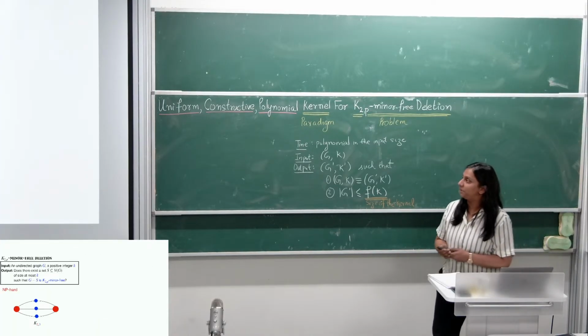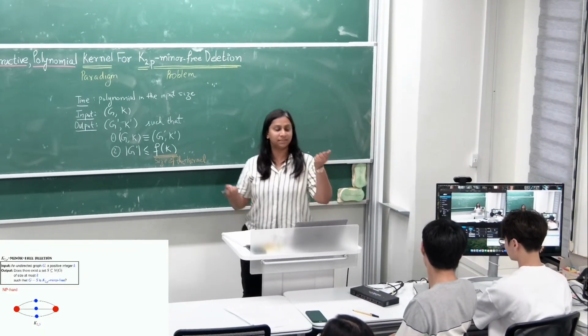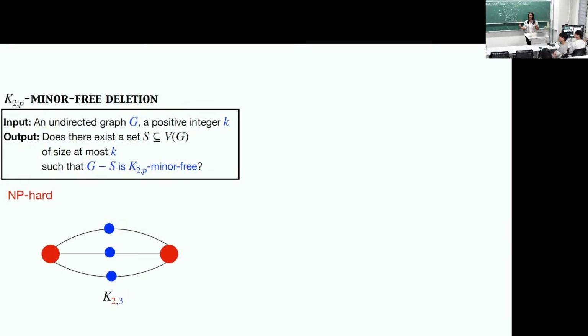So let's start with the problem. The problem is called K2P minor free deletion. K2P is a complete bipartite graph with two vertices on one side and P vertices on the other side. The input of the problem is an undirected graph G and a positive integer K. And the question is to figure out if the graph has a set of at most K vertices whose deletion kills all K2P minors in the graph. So we want to hit all K2P minors in a given graph using at most K vertices. The answer of the problem is always a yes or a no. Yes, if there is such a set, also called the solution of size at most K, and no otherwise.